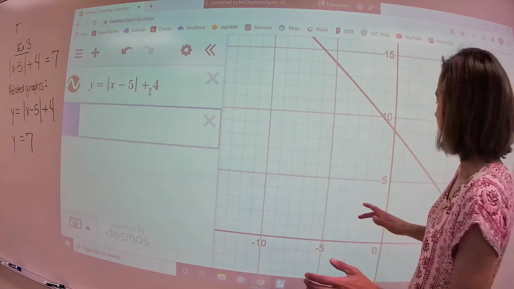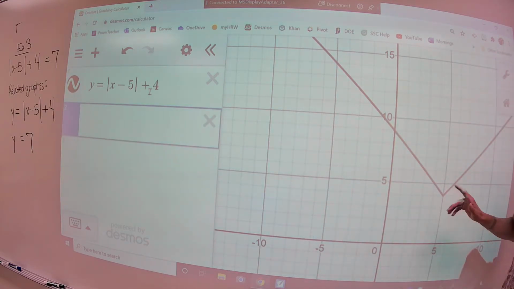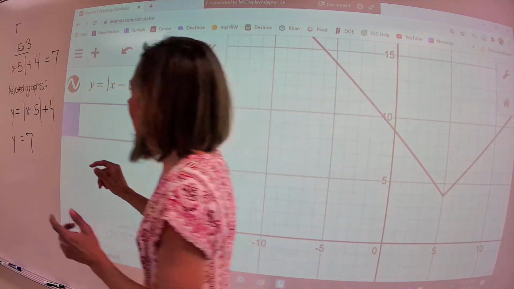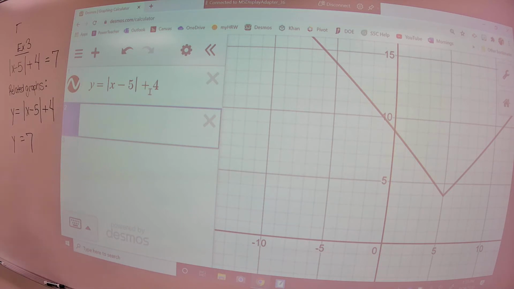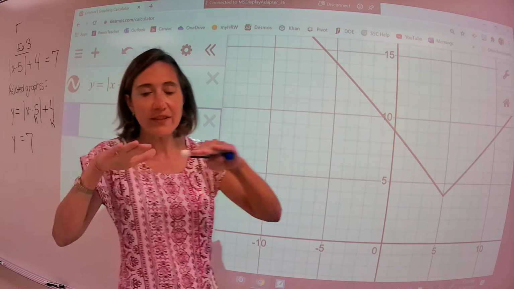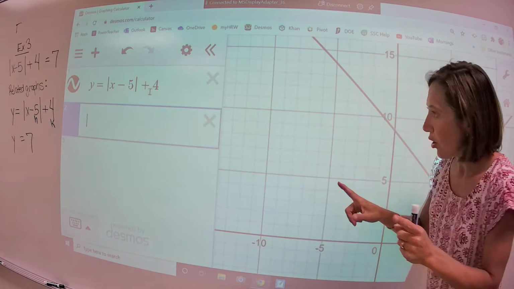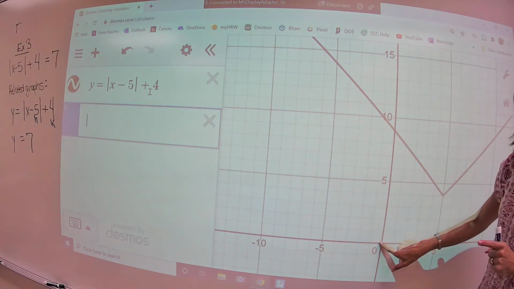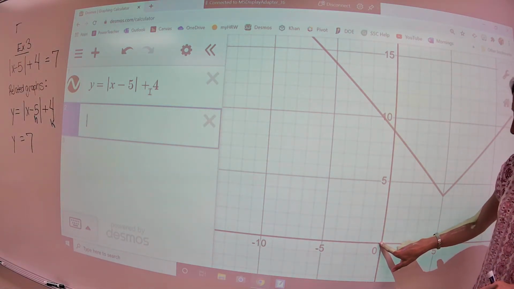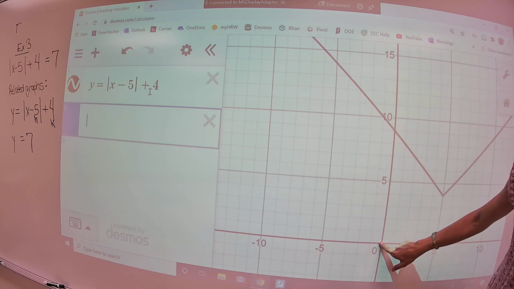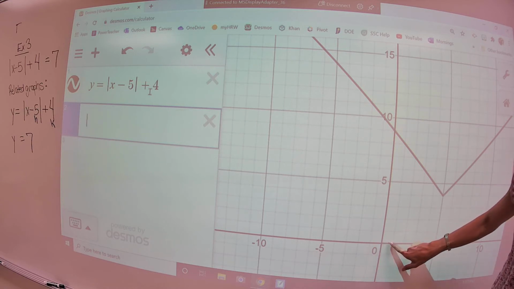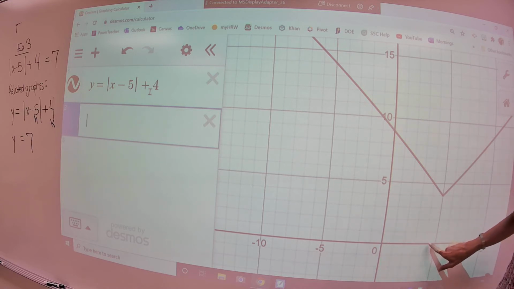Oh, before we go on, let me remind you of how this connects to your transformations that we've been talking about. If you look at this, can you tell that this 5 would be an h value and this 4 would be a k value? H controls shifts left to right. So my vertex, if it was just y equals absolute value of x, would have been down here at the origin, but it has shifted 5 spaces right. 1, 2, 3, 4, 5.